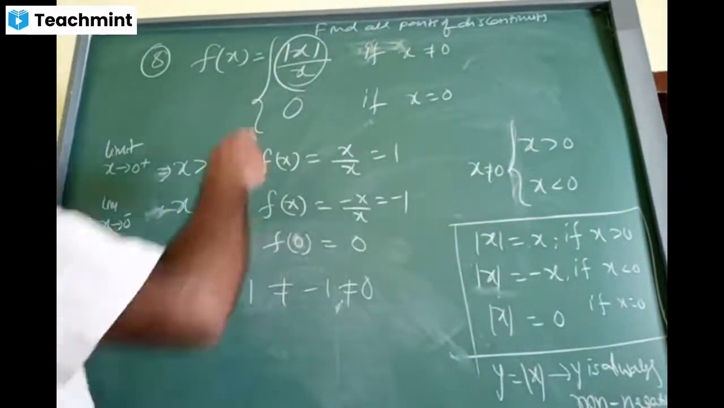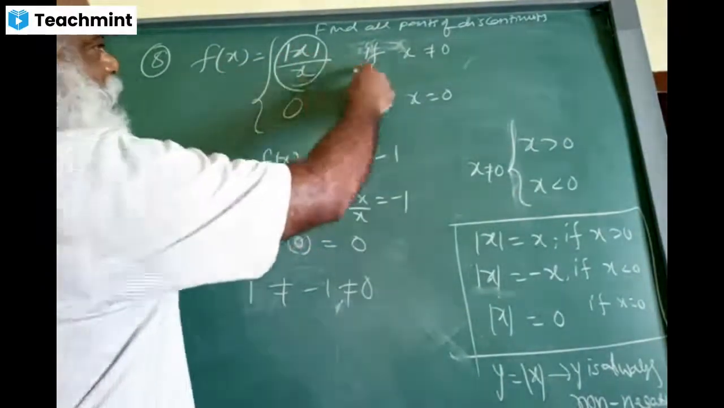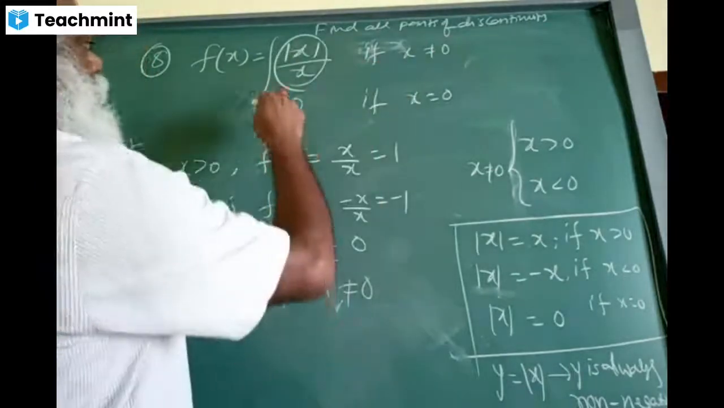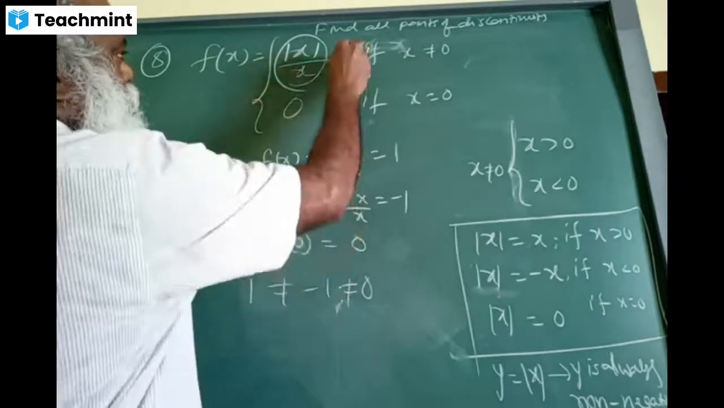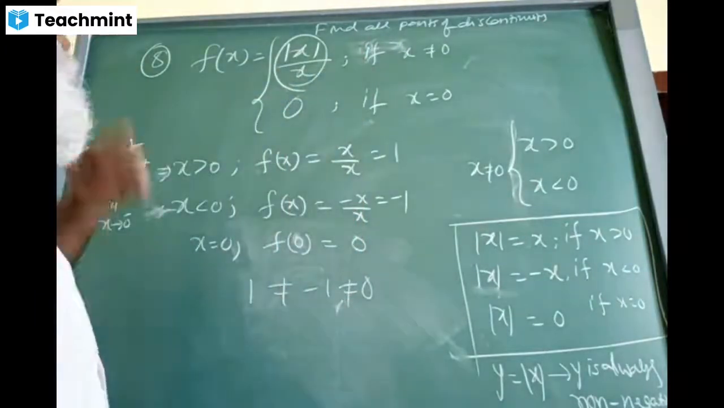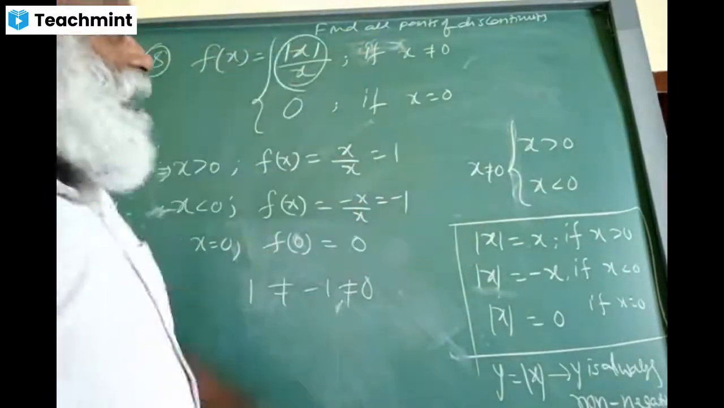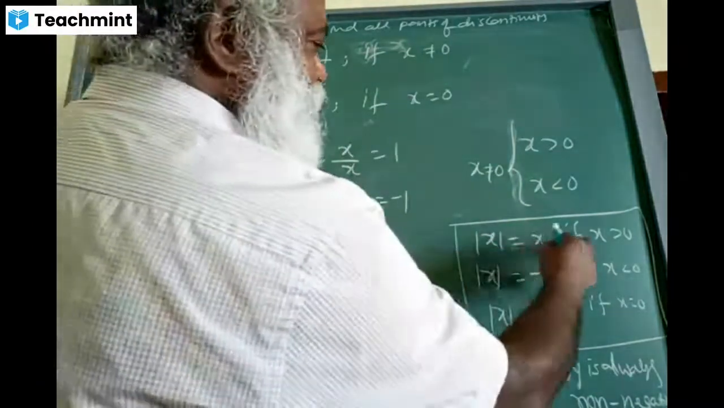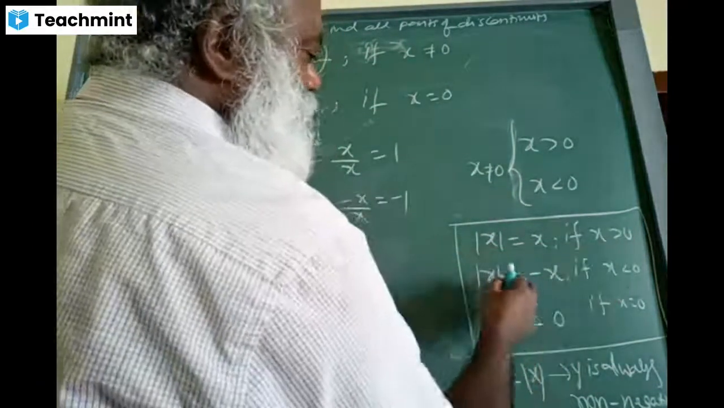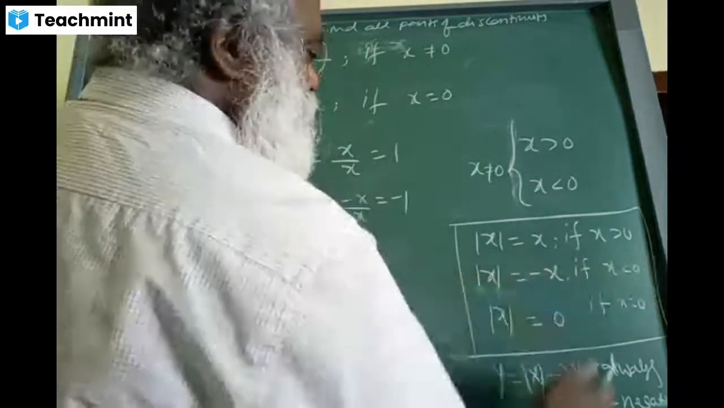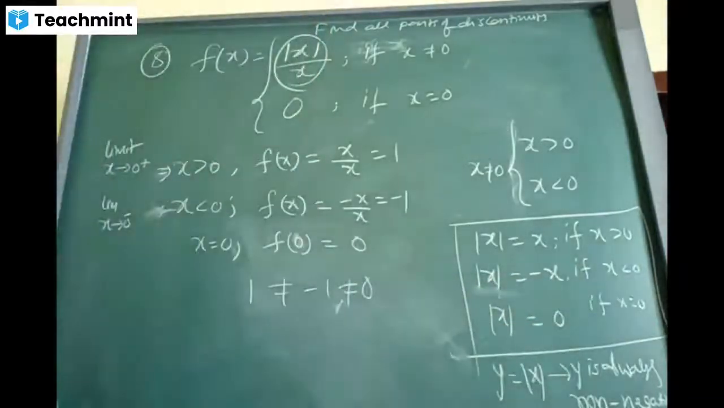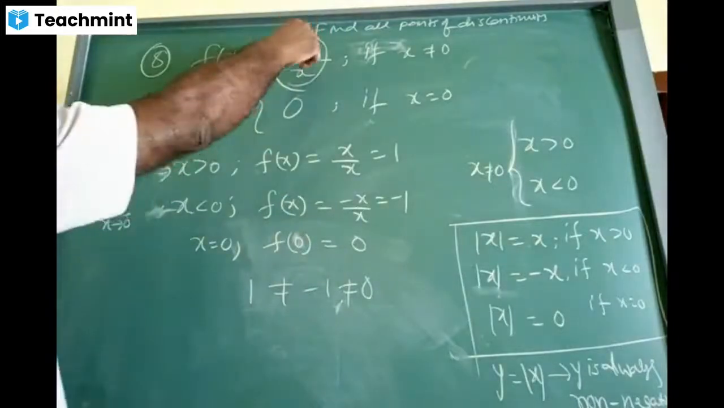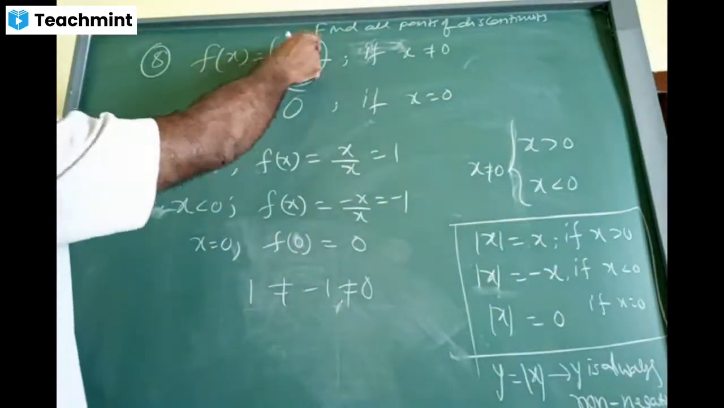I repeat the question. My f of x is mod x by x if x is not equal to 0, and f of x is 0 if x is equal to 0. But there is a mod x here. Mod x is defined like this: mod x equals x if x is positive, mod x equals minus x if x is negative, and mod x equals 0 if x equals 0. But the function is not mere mod x. The function is mod x by x.